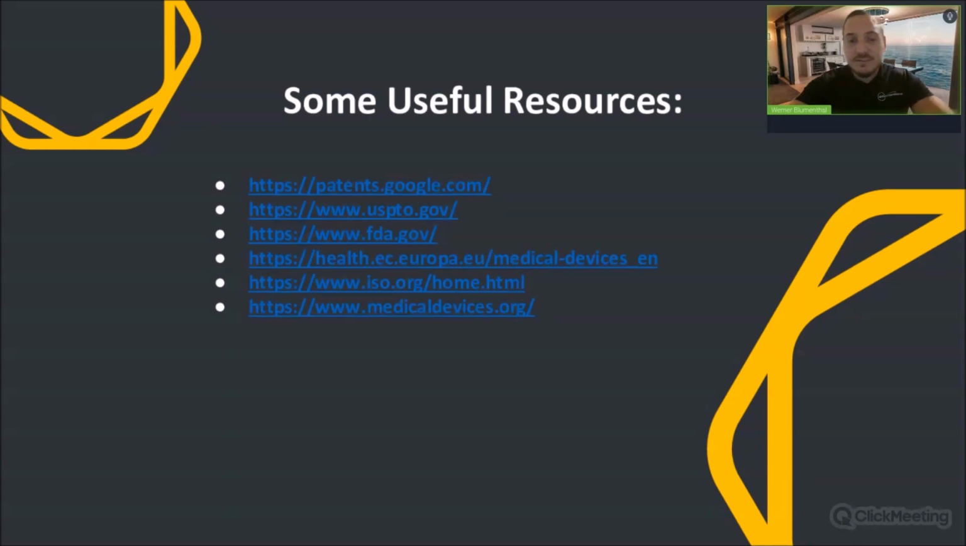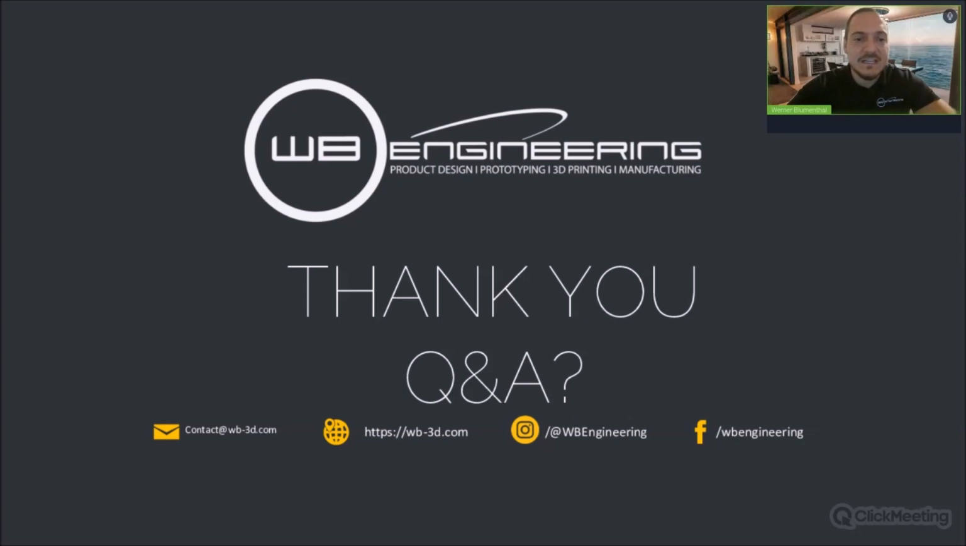Here are some useful resources to look at: USPTO, Google Patents. Then there are also some other websites like ISO if you're going to be going into Europe, things like that. Those are things you might want to research up front before you get into anything.